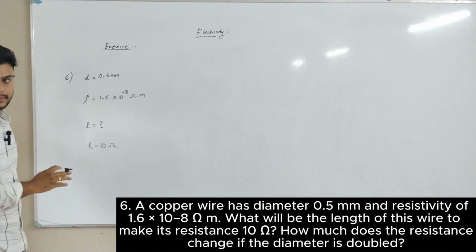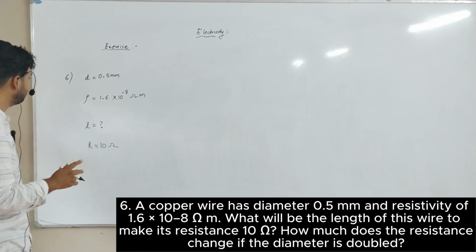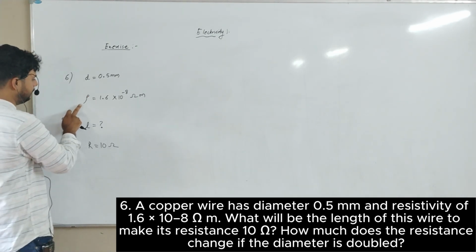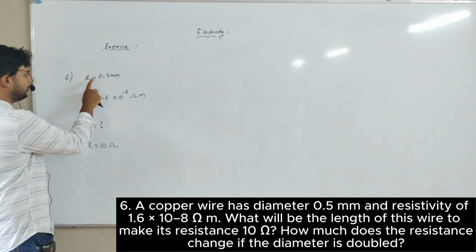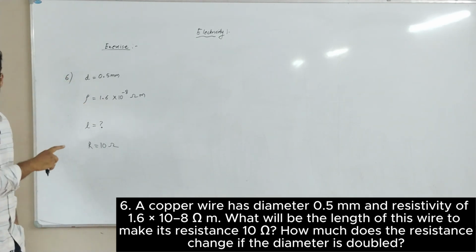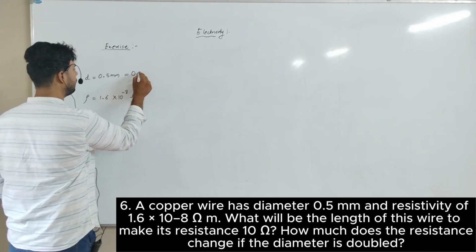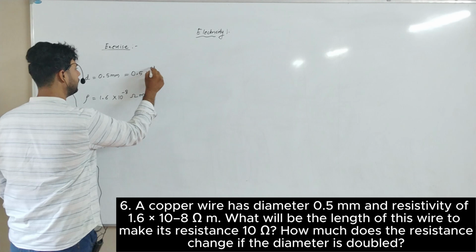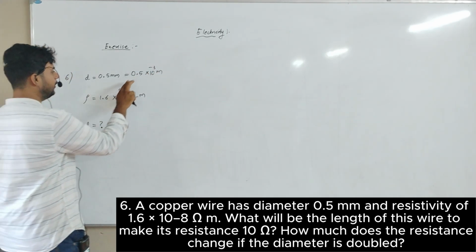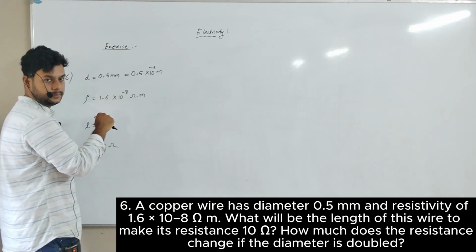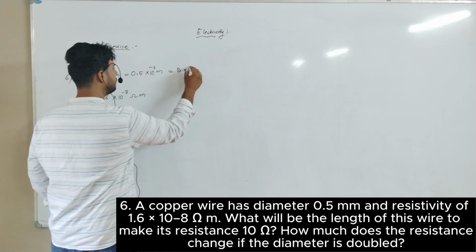First we'll do this. First I want to find the length. Okay, we'll take it as two parts. So diameter is given, rho is given, resistance is given, I should find length. Remember this is the diameter. In the first sum, 0.5 mm can be converted as 0.5 into 10 power minus 3 meter. We saw all that yesterday. So we'll keep it as 5 into 10 power minus 4 meters.